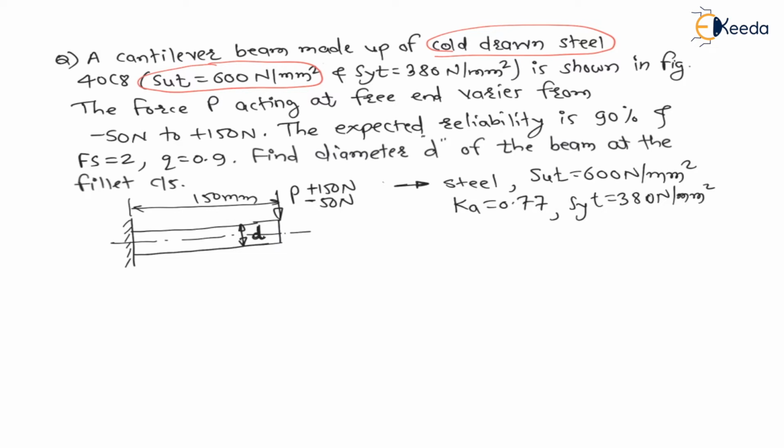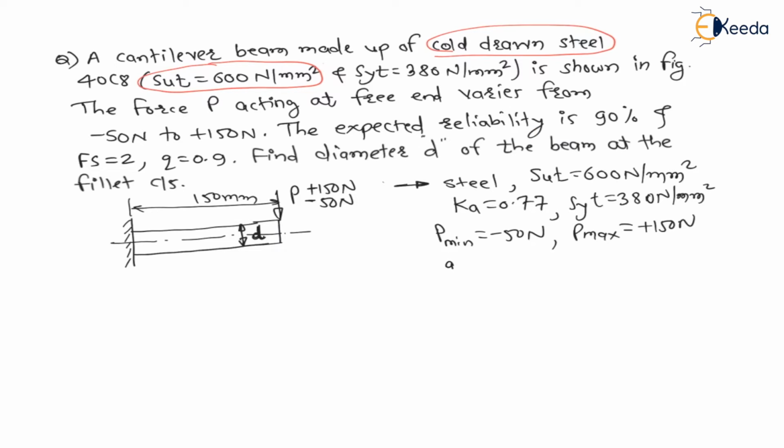Now again go to the question, as shown in the figure. See, the figure is given here. The force P acting at the free end varies from minus 50 Newton to plus 150 Newton. That means for the cantilever beam the bending load is a minimum of minus 50 Newton and a maximum of plus 150 Newton. This is the variation of force P, that is, it is a fluctuating load. Again go to the question. The expected reliability is 90%.